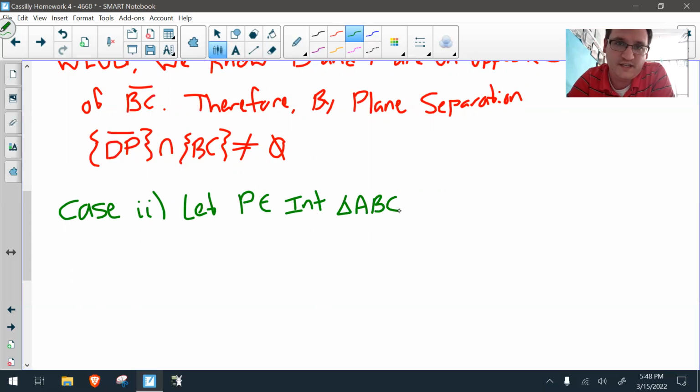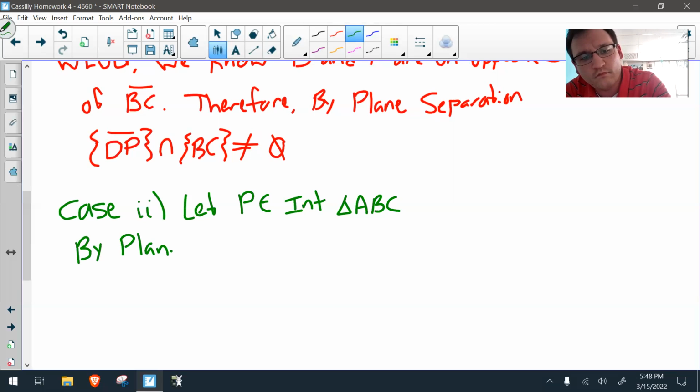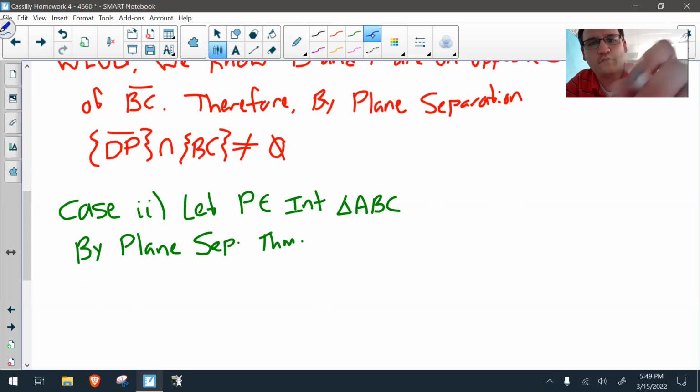Okay, so both point D and point P are going to be on the inside of ABC. Now, what's going to happen from this? We're going to have two cases again. By the plane separation theorem, two things can happen. So let's consider possibility A.